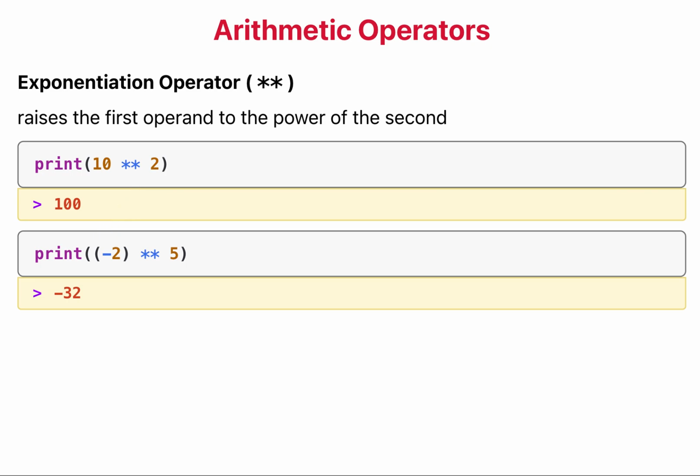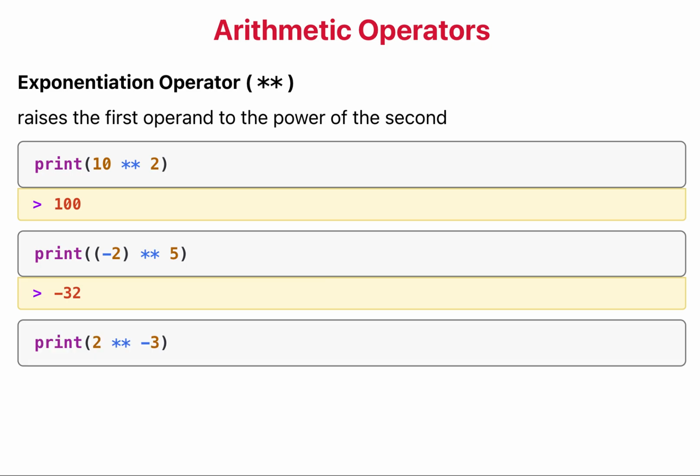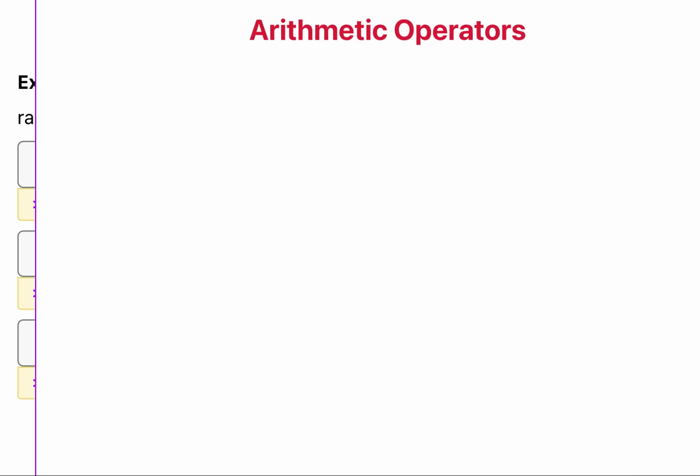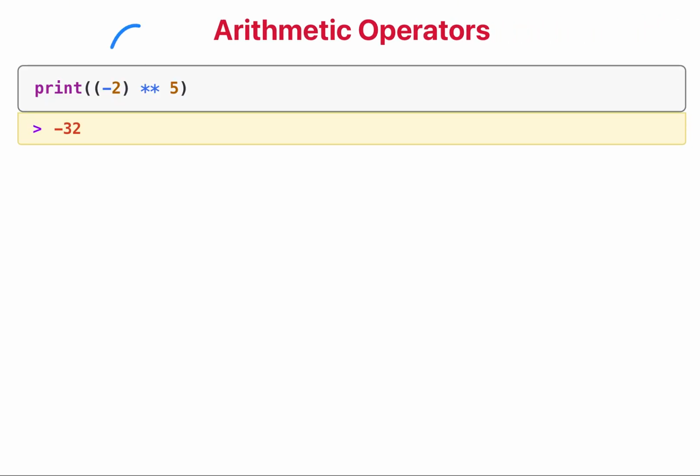We take one more example to demonstrate negative exponents. Let's consider 2 exponentiation negative 3. The result in this case would be 1 upon 2 to the power of 3, that is 1 upon 8, which comes out to be 0.125. Finally, let's consider the need for the parenthesis around -2 in this example, as mentioned earlier.